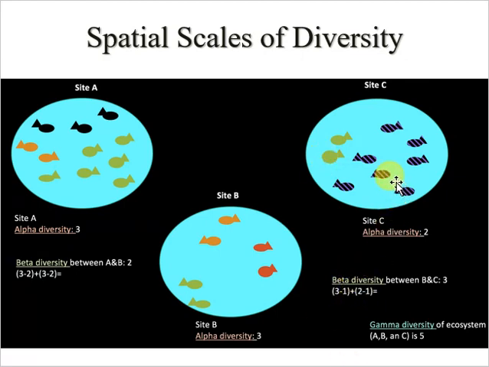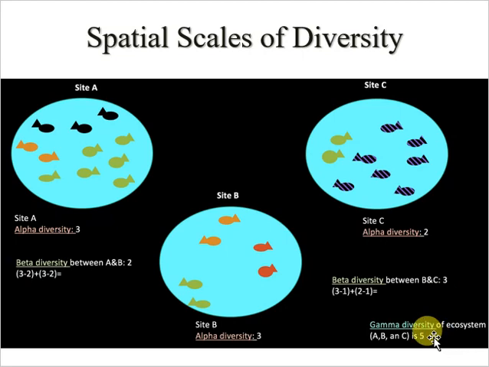What about site C? Well, site C has 2 different species, again, this purple guy and the green guy. Only the green guy is found at site B as well. So for the beta diversity, you take 3 minus 1, that's for site B, plus 2 minus 1 for site C. It gives you a beta diversity value of 3.